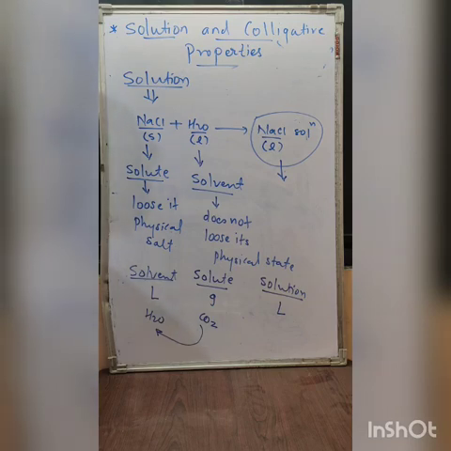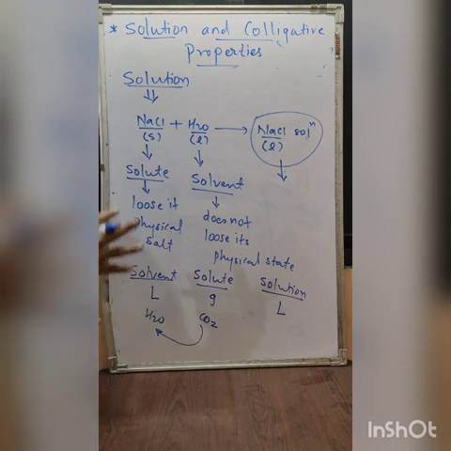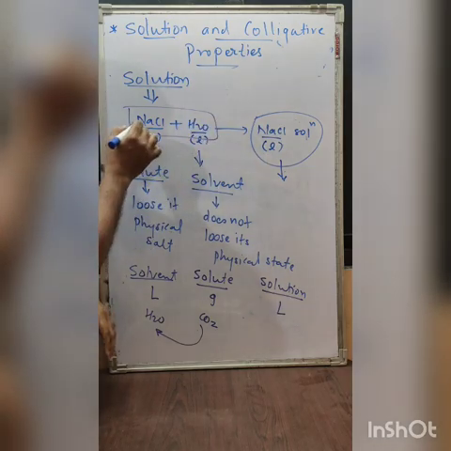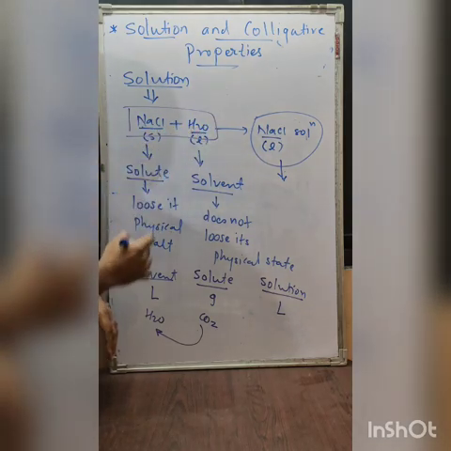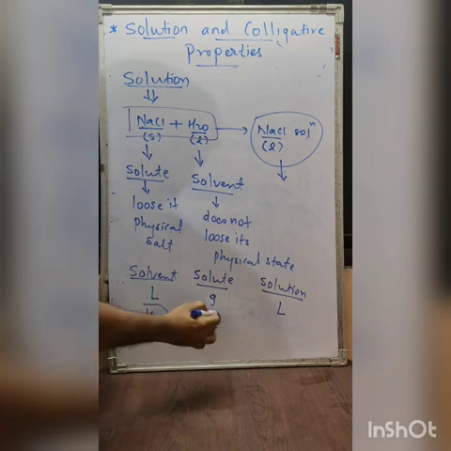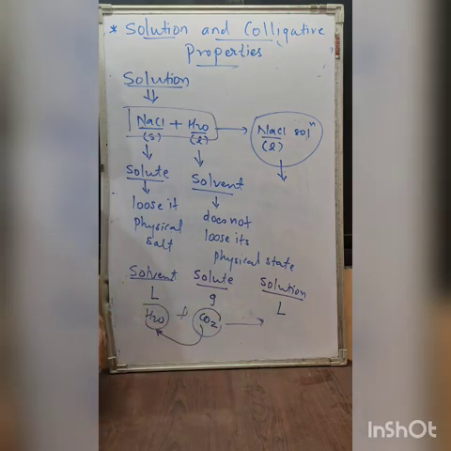So, understood what is meant by solution. In this chapter mostly we discuss the binary solution. A binary solution means one which is made up of only two components. So here we have just two components, that is NaCl and water. So this is called a binary solution. If I take water and carbon dioxide, it will also form a binary solution.